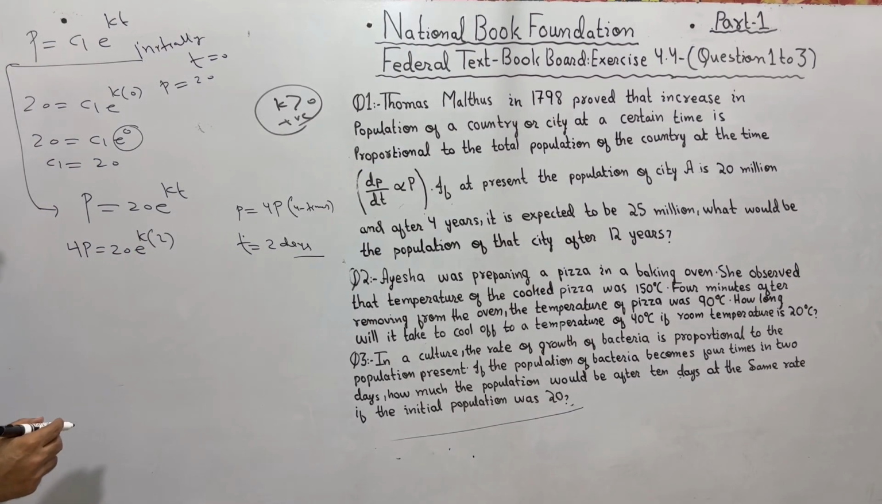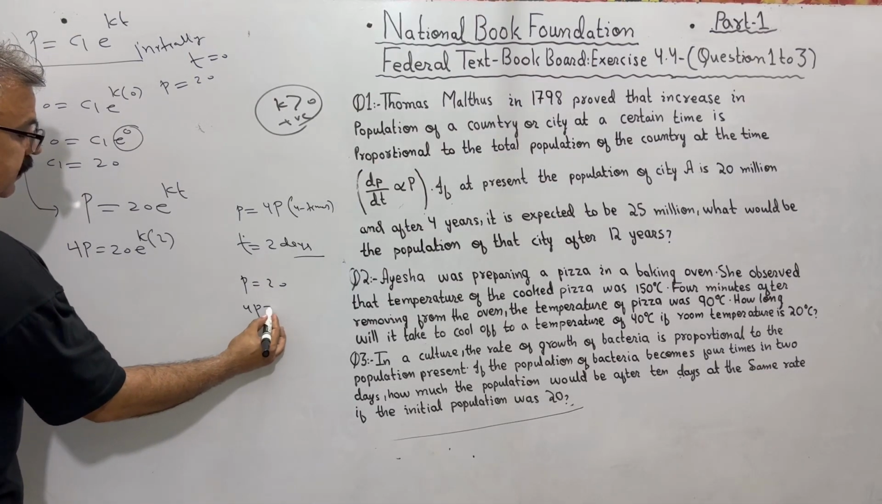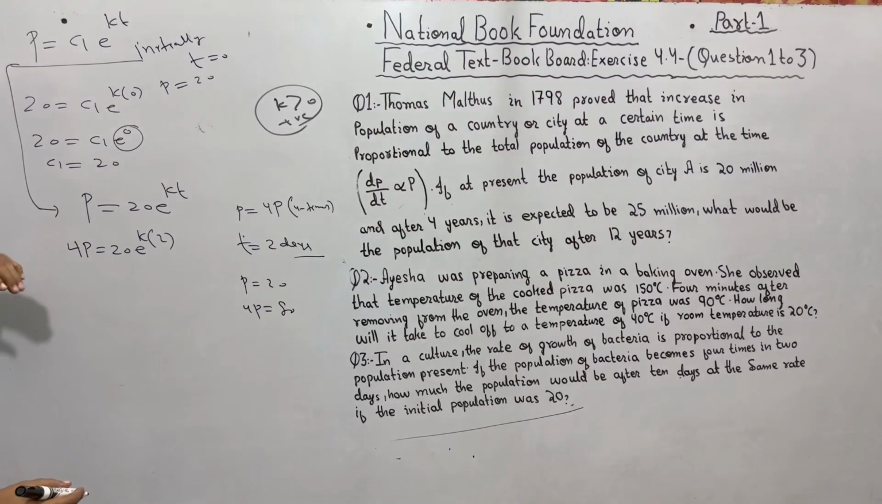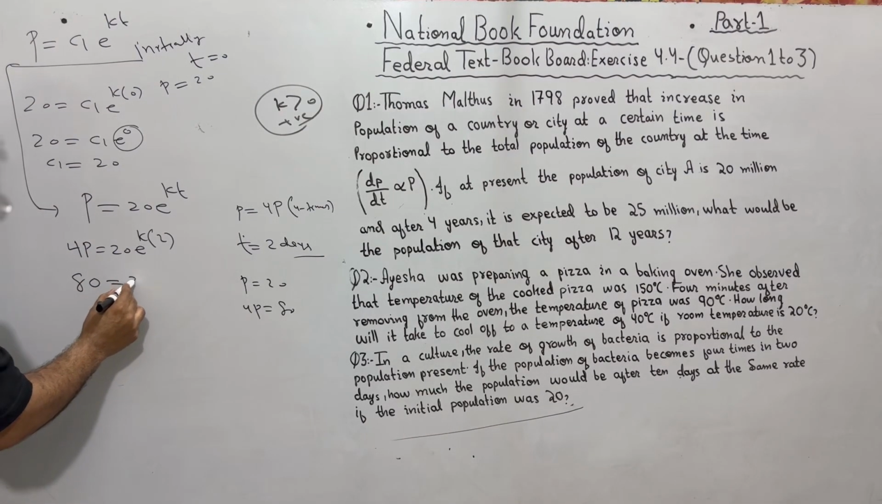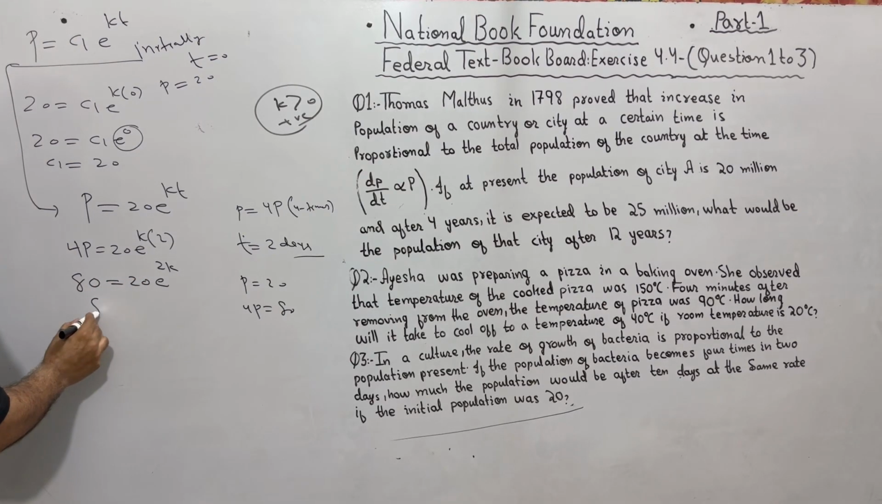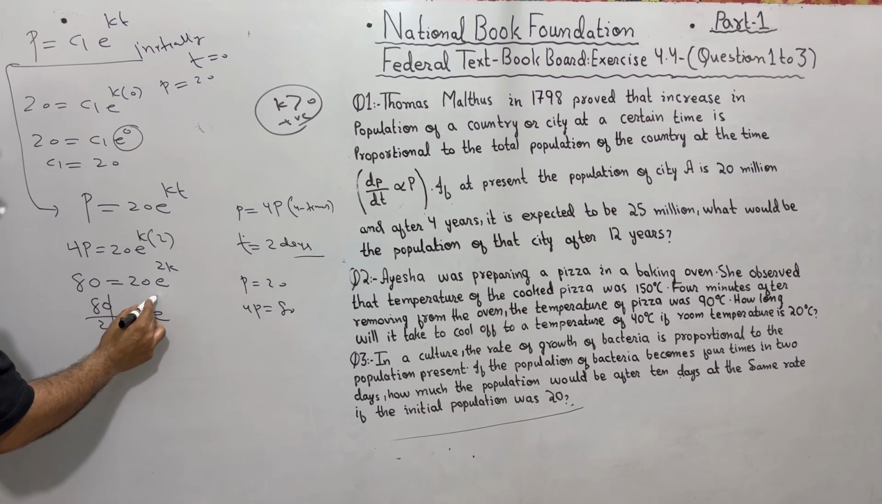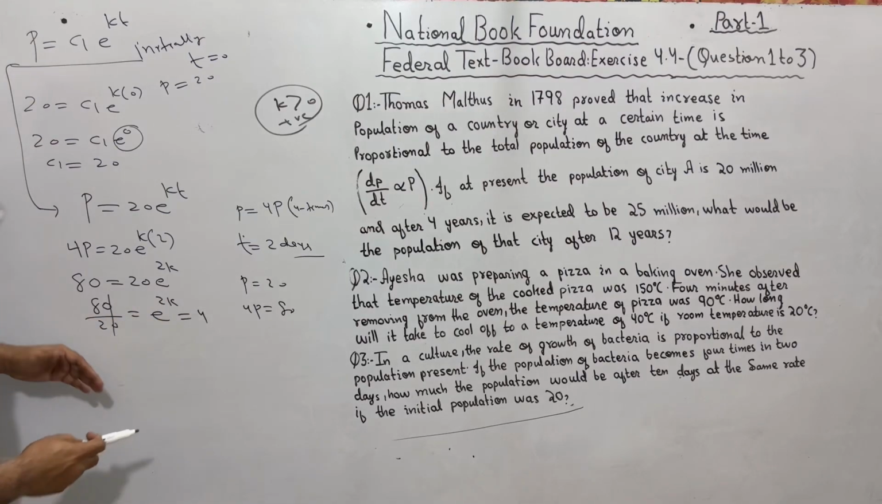T is 2 days. Initially, population was 20. 4 times 20 means 80. Now our population is 80, equal to 20 times e raised to 2k. Shift this thing here. 80 divided by 20, we have e raised to 2k equal to 4.